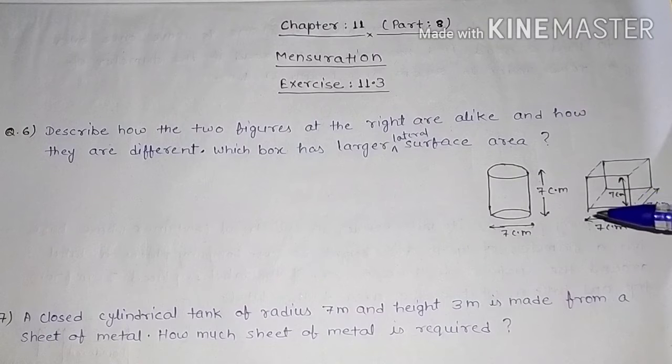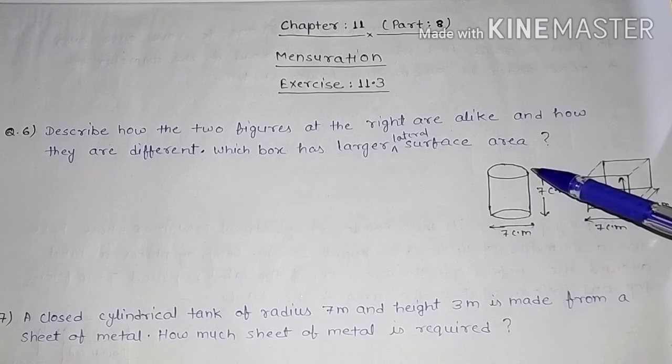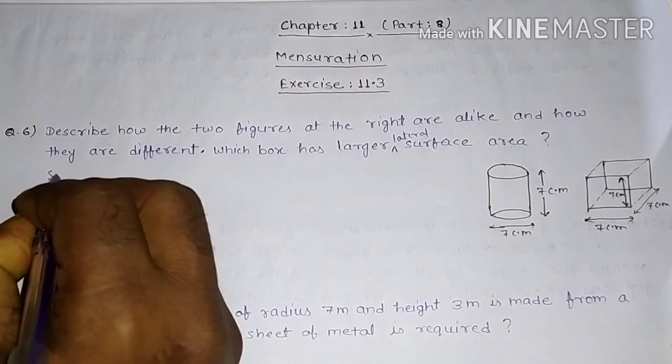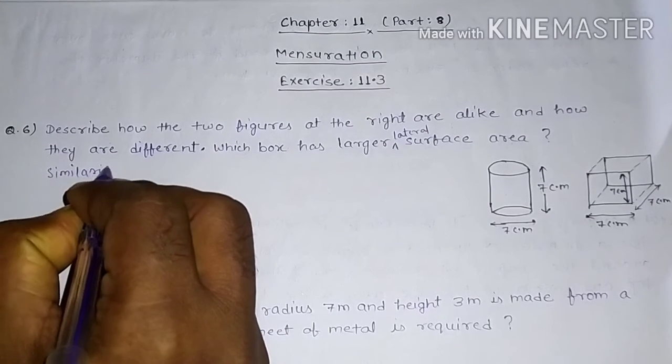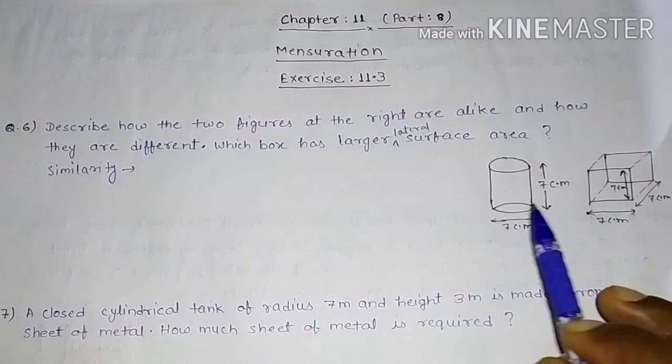Simply we can see here in the cylinder the diameter is 7 centimeter and height is 7 centimeter. And in the cube, length, breadth, height, these are 7 centimeter. Now what is the similarity in both figures? The height is the same in both figures. The cylinder height is 7 centimeter and the height of the cube is also 7 centimeter. So the similarity is here. What is the similarity? Heights are the same in both figures.